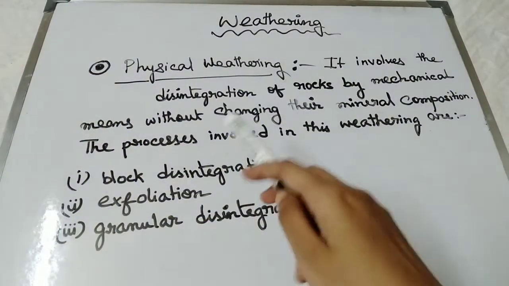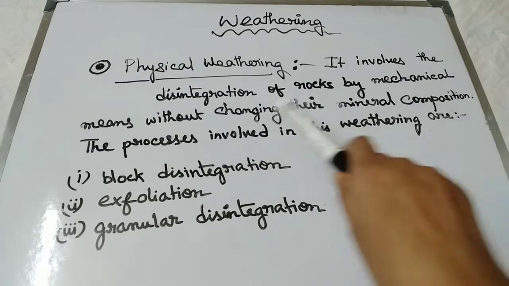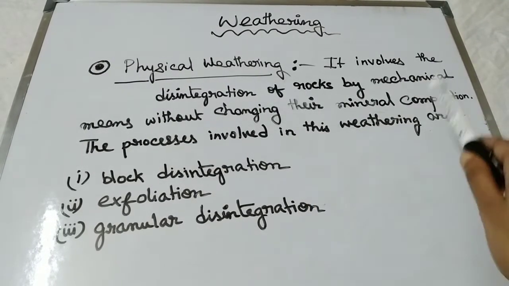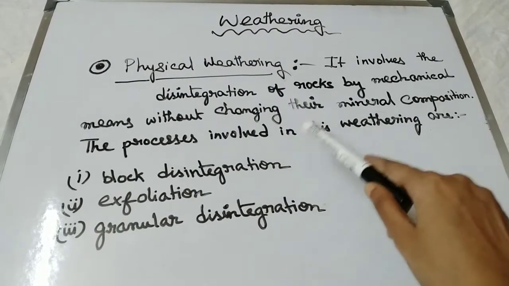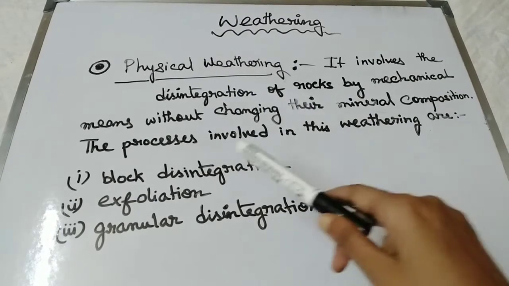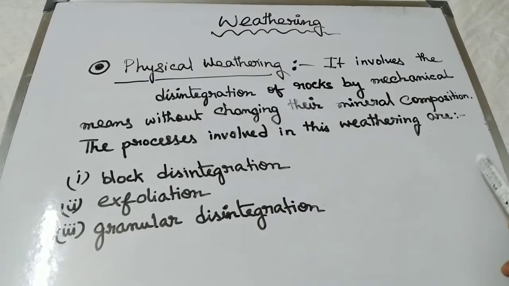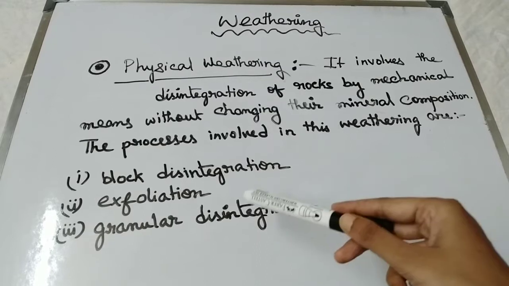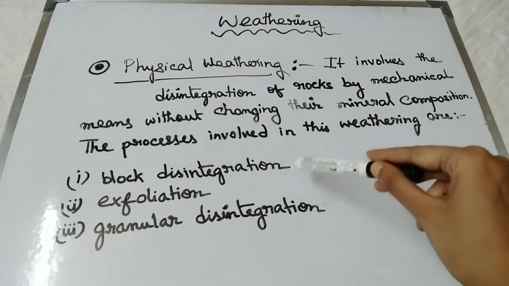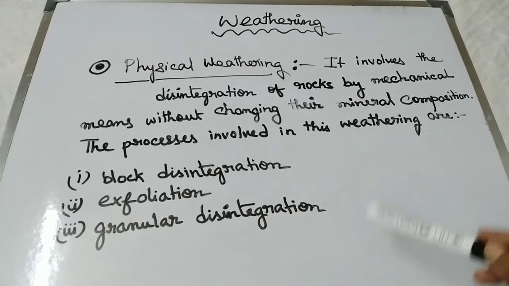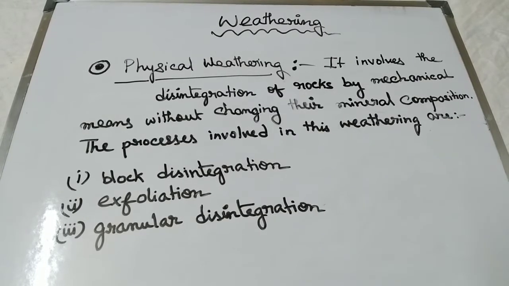Now, what is physical weathering? It involves the disintegration of rocks by mechanical means without changing their mineral composition. The processes involved in this weathering are block disintegration, exfoliation and granular disintegration. There are three types of process which occur in physical weathering or mechanical weathering.